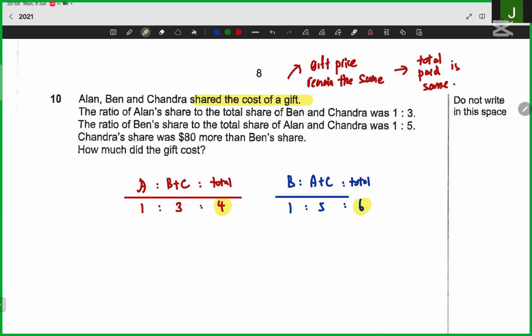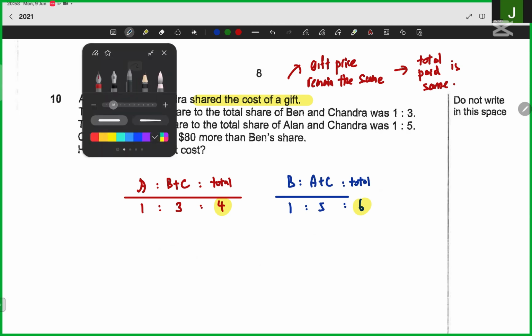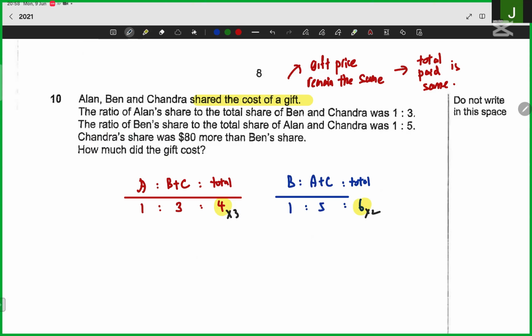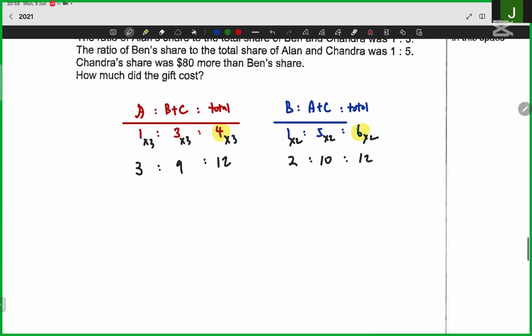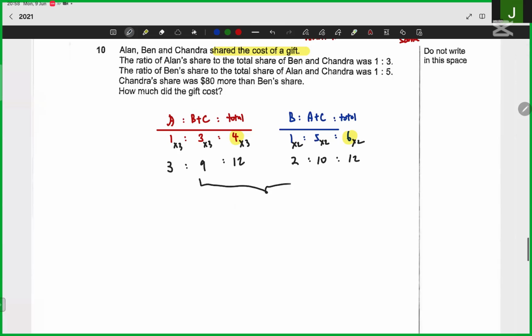Okay? So 4 and 6, common multiple 12, times 3 times 2. So this one times 2 times 2, times 3 times 3. So 3, 9, 2, 10, total 12. Okay, so from here we can draw additional information. Over here we can see that means Alan paid 3 units, Ben paid 2 units. How I know? Because Alan here is 3 ma, because Ben here is 2 ma. Then the total is 12 units, right? Which means that Chandra must pay the rest. Chandra must pay 7 because the total must be 12.